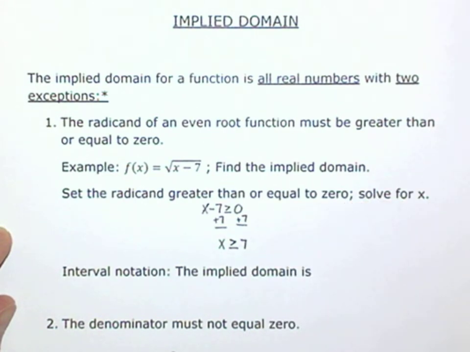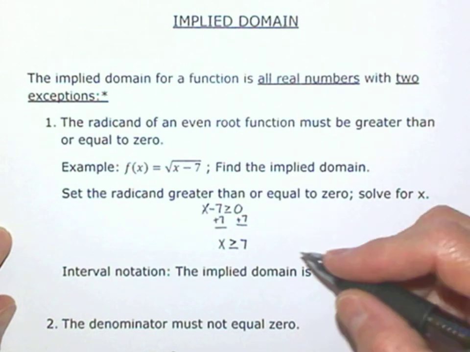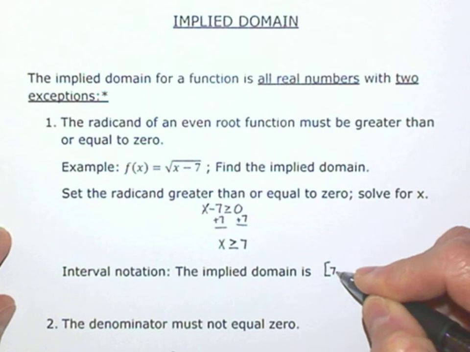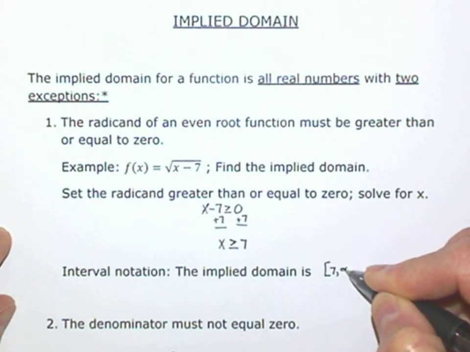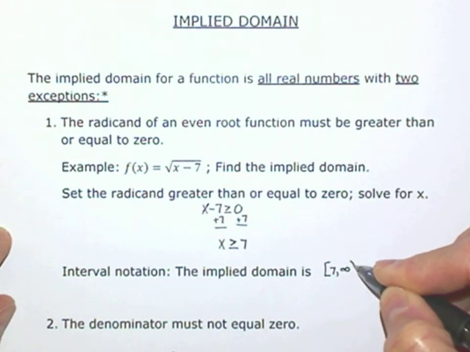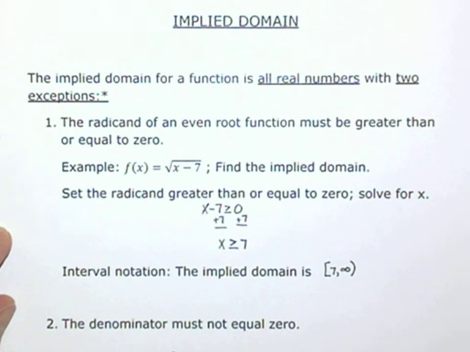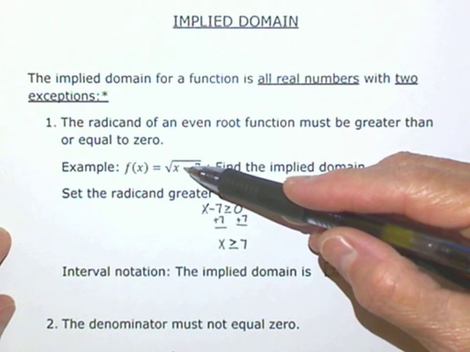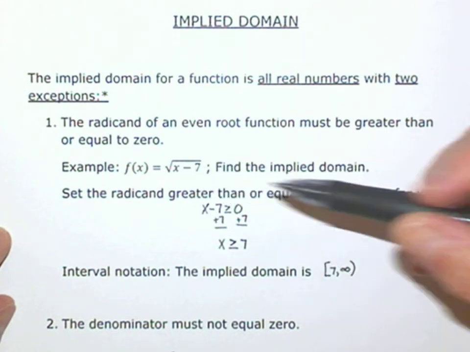To write that in interval notation, we say that x can be equal to 7 or anything greater than 7, all the way up to infinity. To ensure that we will be taking the square root of a non-negative number.